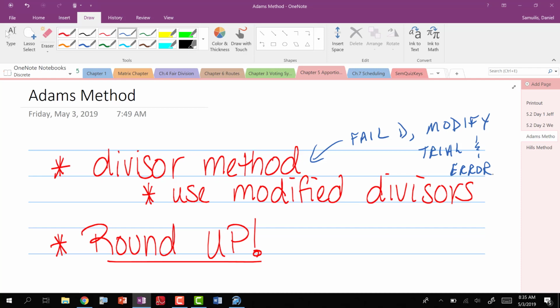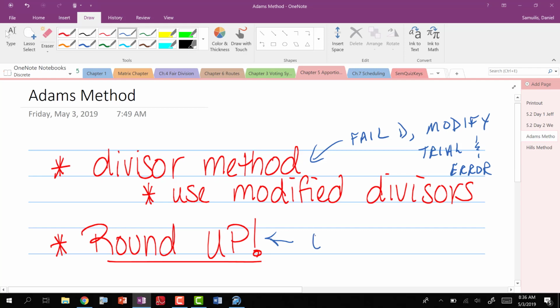So if you have to modify the divisor and then guess and check, all you want to do is move along the columns in your calculator, dividing by different things here. Okay, but here's the thing with Adams. It is not rounding mathematically. It is a round up.